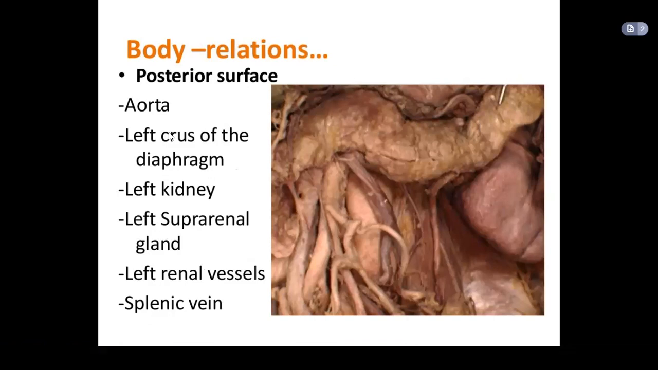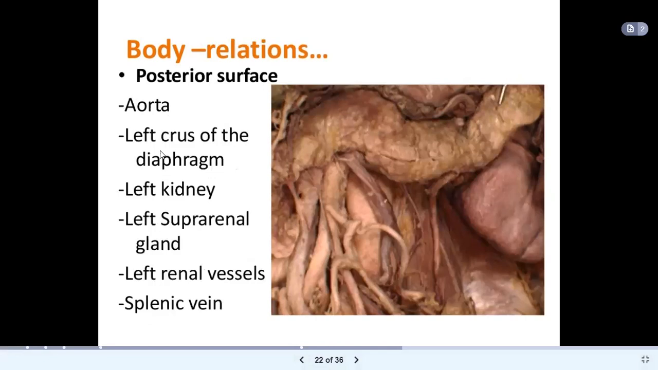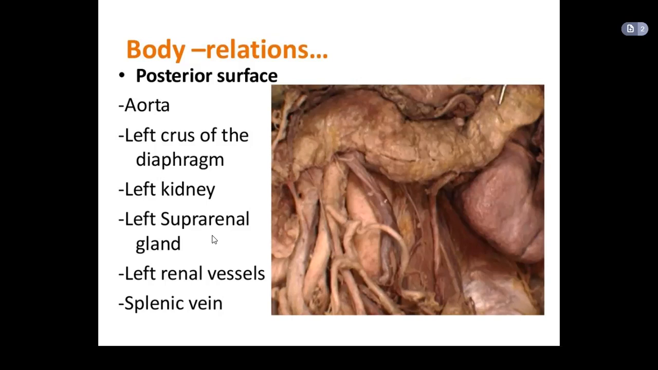It lies between the superior and inferior borders. It is related to the abdominal aorta with the origin of the superior mesenteric artery, left crus of the diaphragm, left psoas major, sympathetic trunk, left kidney, left renal vessels, and the splenic vein. These are the relations of the posterior surface of the body of the pancreas.